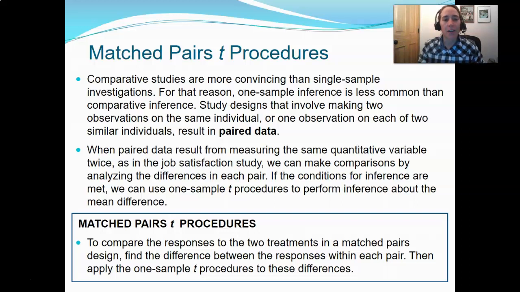So to compare the responses of two treatments in a matched pairs design, find the difference between the responses within each pair, then apply the one sample T procedure to these differences. So it's just applying the same T procedures. We can do this with confidence intervals and with significance tests.